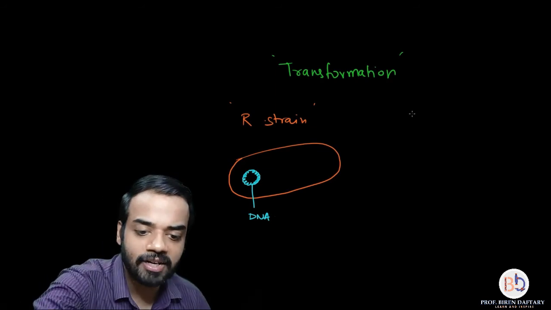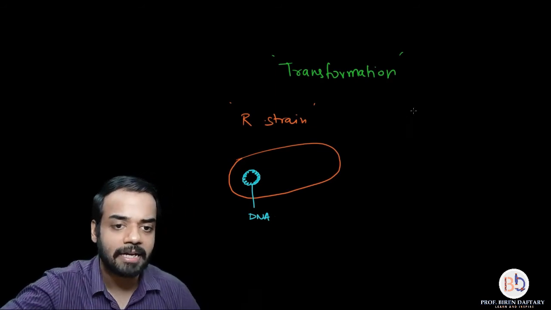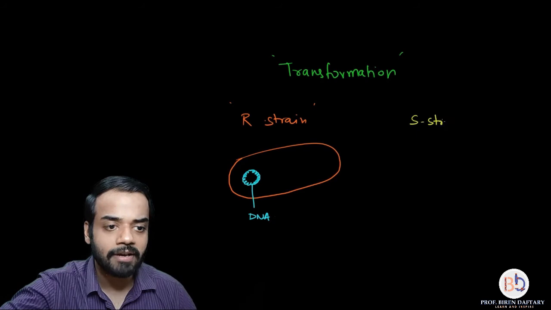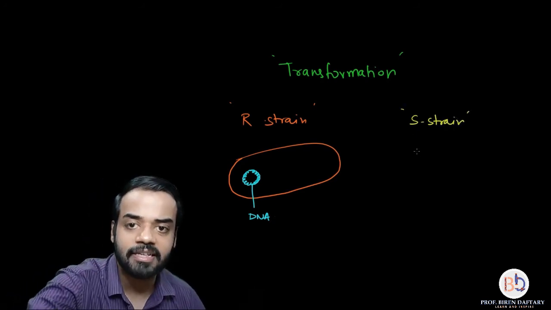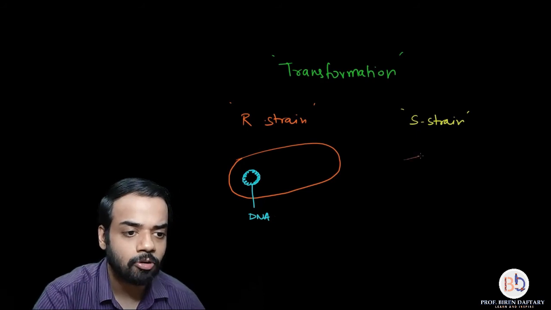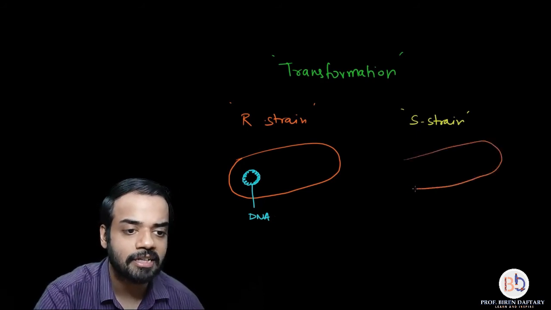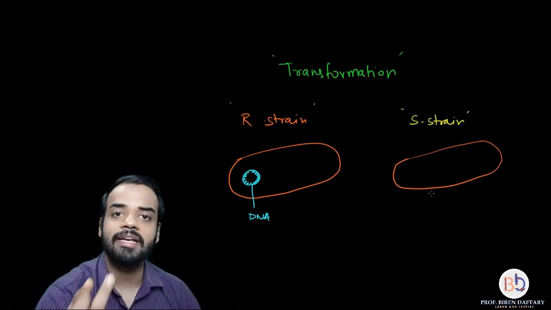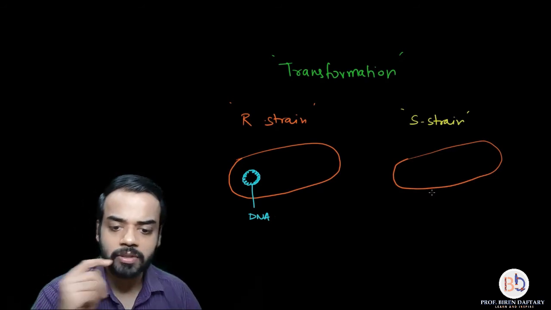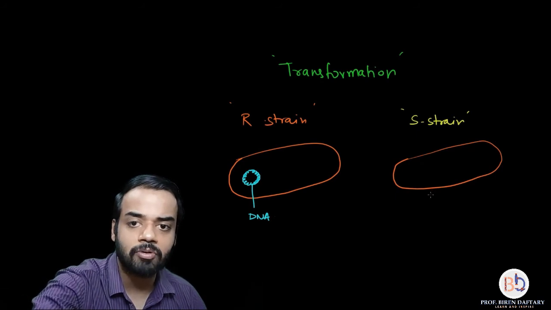Now on the left hand side, I am going to draw S strain bacteria. Okay, now S strain bacteria of Streptococcus pneumoniae, obviously they have a capsule. So again, I am going to show this, which is going to be the cell wall, correct? And I am going to show the DNA of the S strain in a different color so that it becomes easier for people to understand.